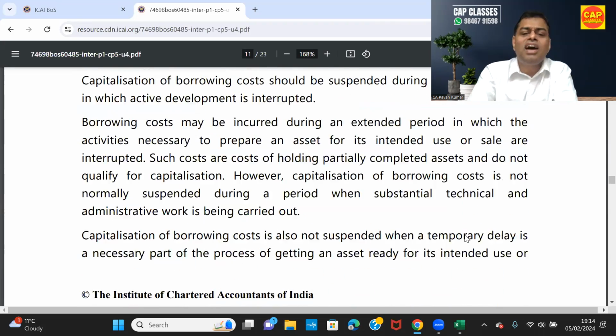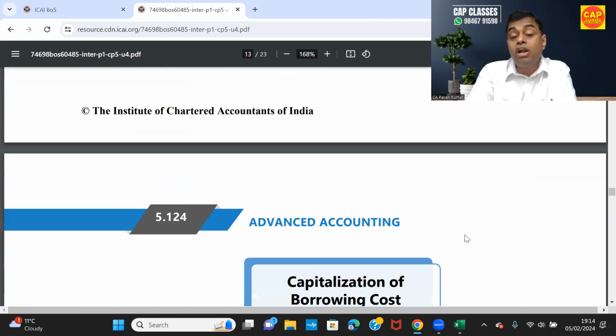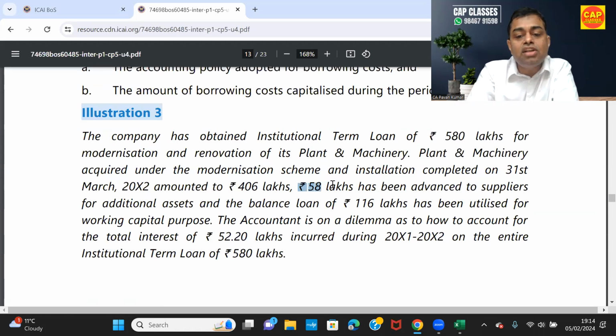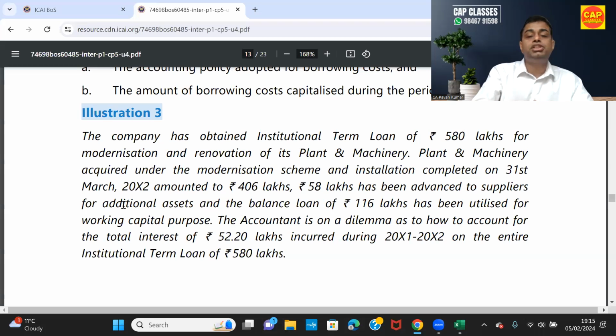Yeah, I know. So maybe like what Devika said, we have to interpret that this 58 lakhs is also for the same construction of the asset. It is not a separate asset. They said additional assets. They did not say separate assets. So maybe the ICI interpretation is that the person who wrote this question meant 406 is already incurred. 58 lakhs also is for the same modernization and renovation. We are waiting for the components. Once they come, you will install them here.